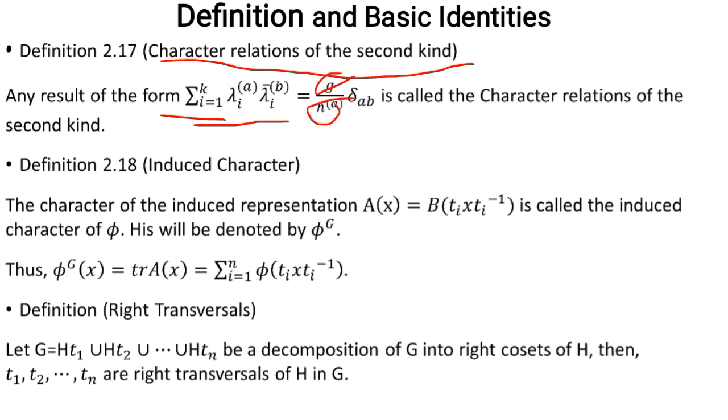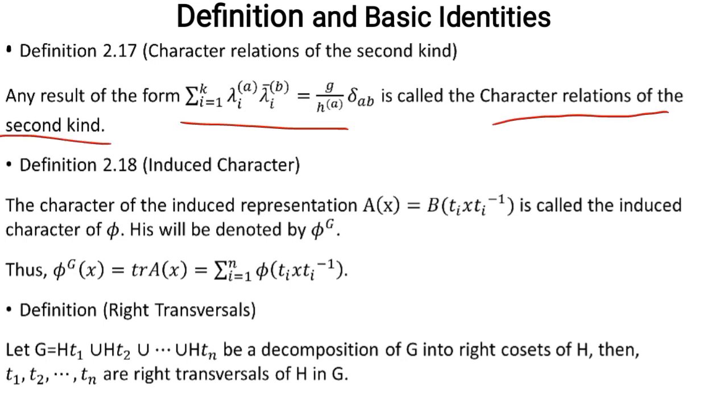And then this H_A is the number of elements in the conjugacy class. Then this delta subscript AB, delta is 1 if it is in and 0 if it is not. Don't worry, all of this you will see us apply as you go through the chapter. So like I was saying, this definition here, because of this form, is called the character relations of the second kind. So once you have this form, we say we have the character relation of the second kind.